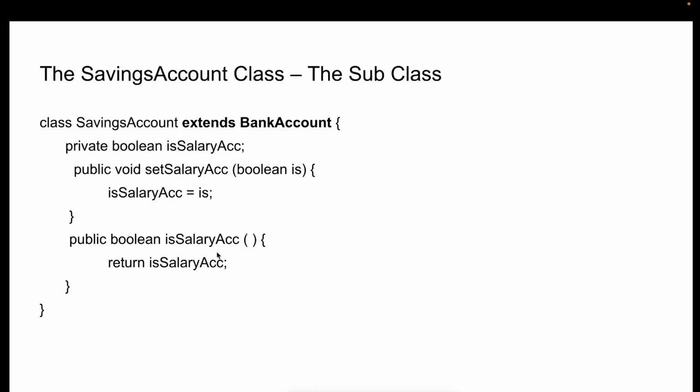And when that is the case, we basically use a boolean return type. So this is a savings bank account, the child class, which is trying to reuse the methods of the parent class. The parent class was bank account. Now let's go ahead and see.